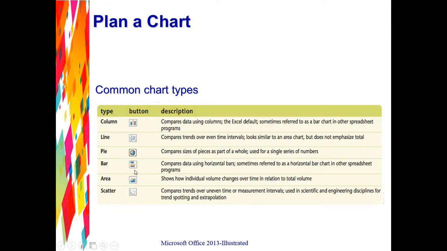Our bar chart is here, and some people may call this a horizontal bar chart because it does use horizontal bars. And we have our area chart here as well, which shows individual volume changes over time in relation to total volume. And then finally, we have a scatter chart here as well, which compares trends over uneven time or measurement intervals. Primarily that's used in scientific and engineering disciplines to spot trends and for exploration as well. And that concludes the information that is on pages Excel 80 and 81.